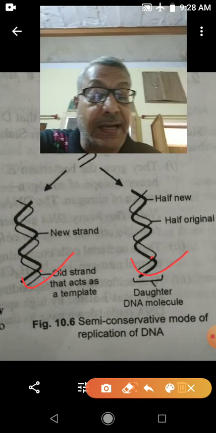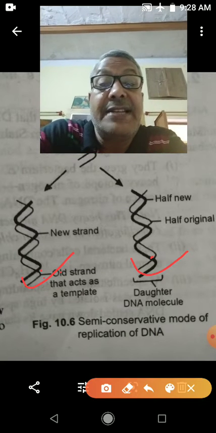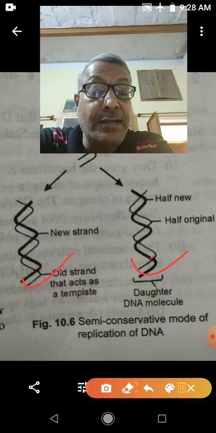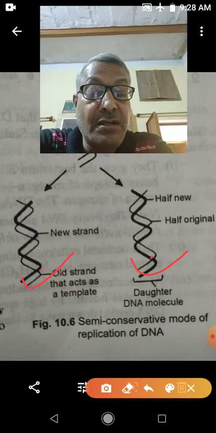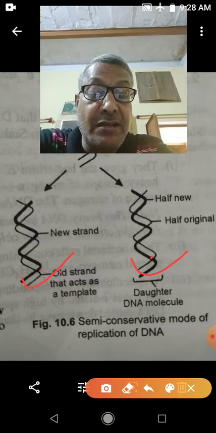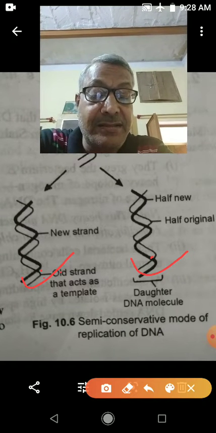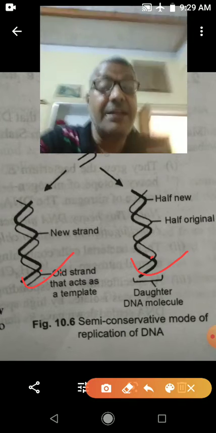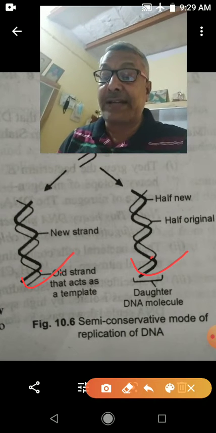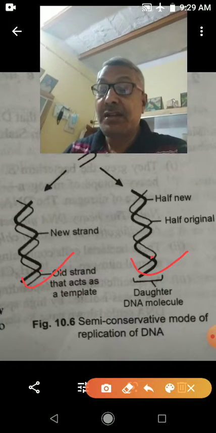DNA replication occurs during S phase of the cell cycle. S means synthetic phase, when chromatin remains in extended form. So children, I told you the mechanism of replication of DNA was proposed by Watson and Crick. The method by which replication of DNA occurs, which was proposed by Watson and Crick, is the semi-conservative method of replication.